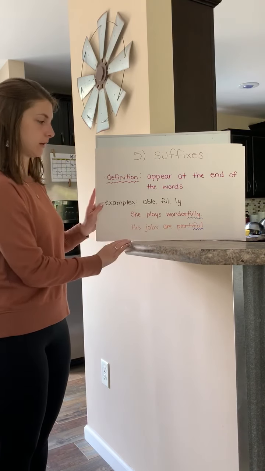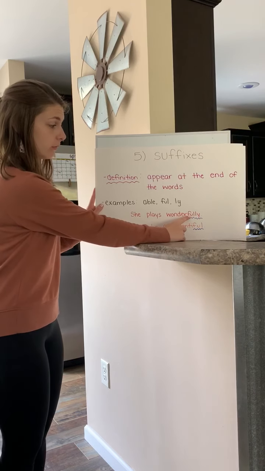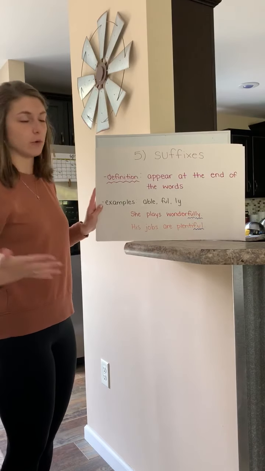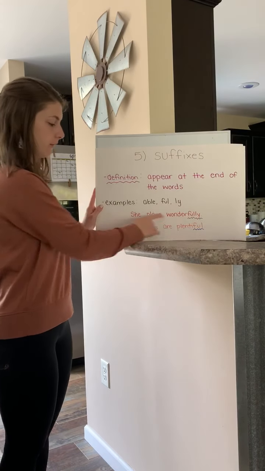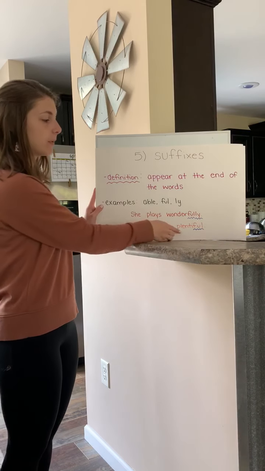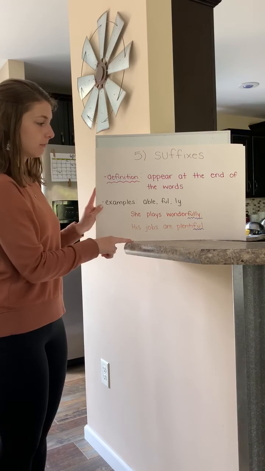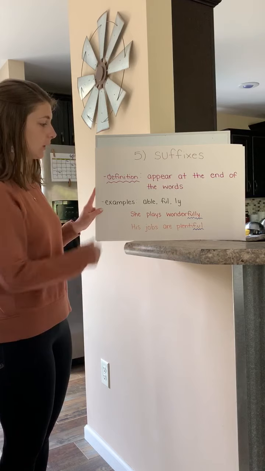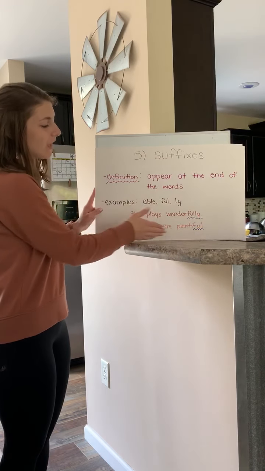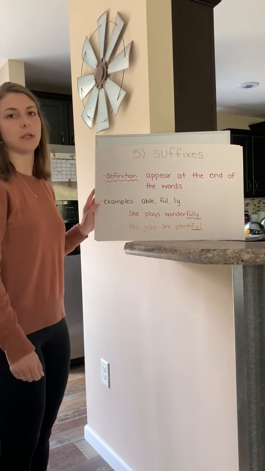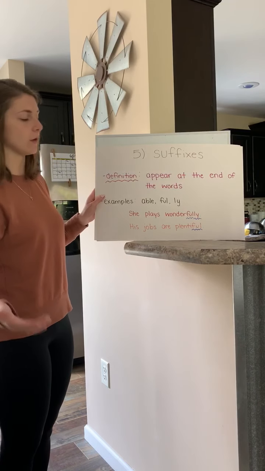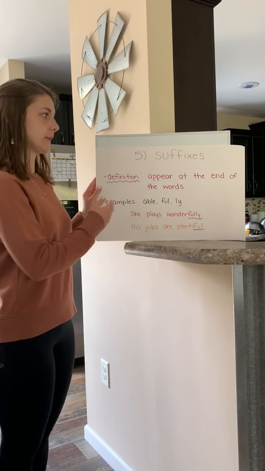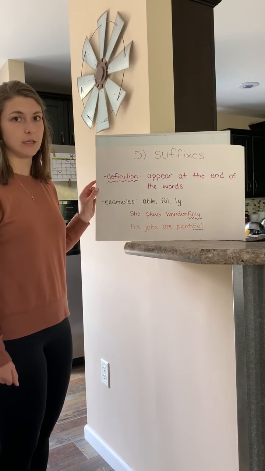She plays wonderfully. In this one, you have the full, right? Full of wonder or good. We know wonderful means good, great. And the ly, wonderfully. His jobs are plentiful. Adding that full means he has a lot of jobs, right? So these suffixes change the root word just a little bit to help the sentence make sense, sound better, or change what it means. Once again, you may pause the video if you need to catch up, and then we will move on to our last key term.